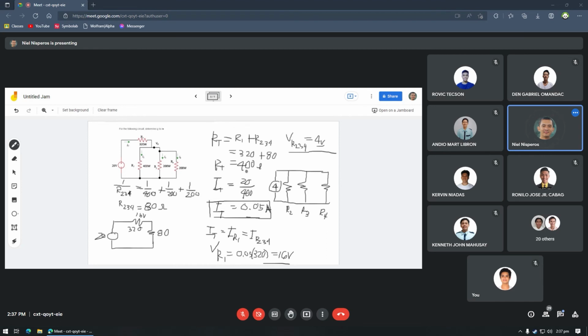So again, in a combination circuit, class, be careful. We cannot directly assume that because the group is parallel, the total voltage applies to all of them throughout, whatever the original total voltage was.